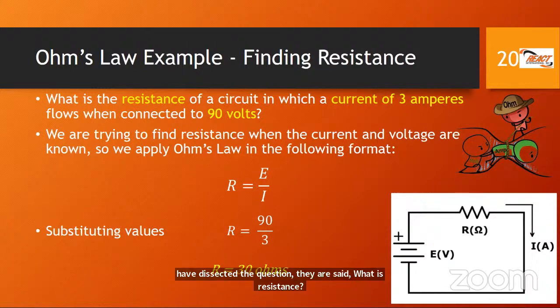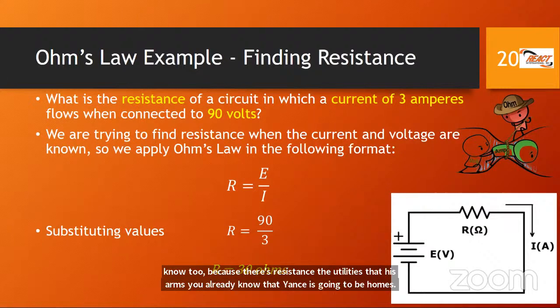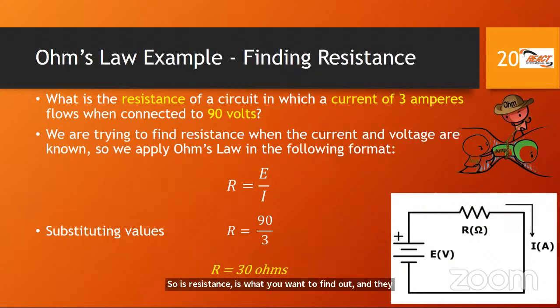That means you need to find out R is equal to something. And because it's resistance, you already know the unit is ohms, so the answer is going to be in ohms. Resistance is what you want to find out. They're giving you that the current is 3 amperes. That is I, the current, 3 amps. And then they're telling you it's connected to 90 volts. That is E, the electromotive force. So they have given you 3 amps, 90 volts, and you want to find R.